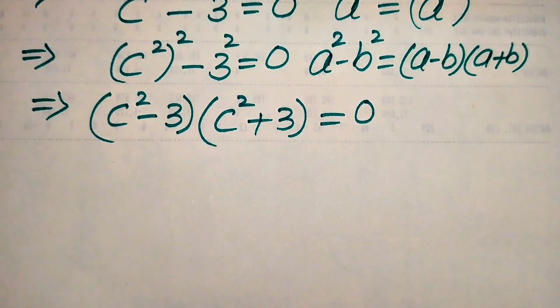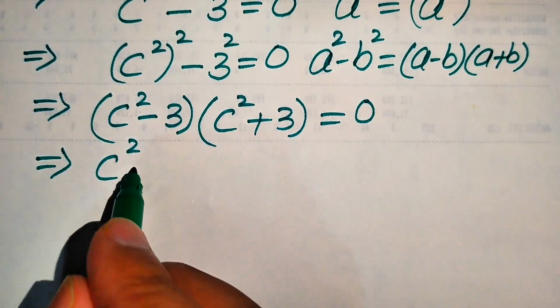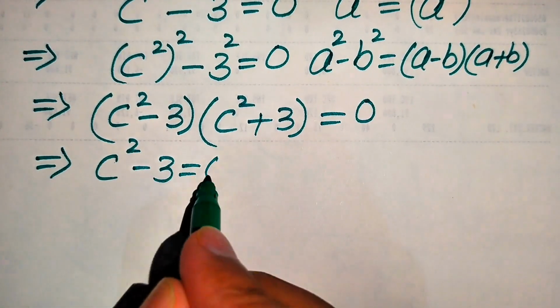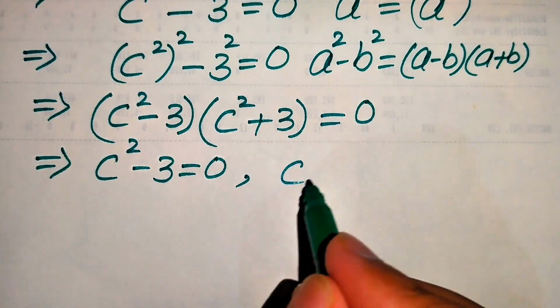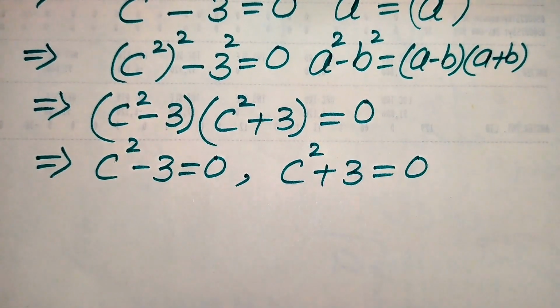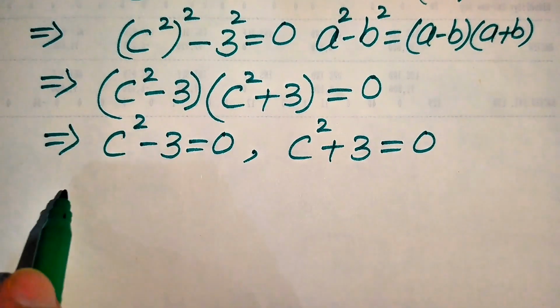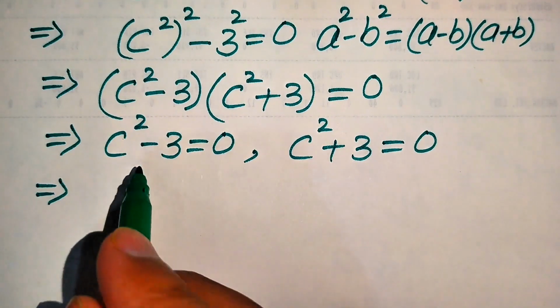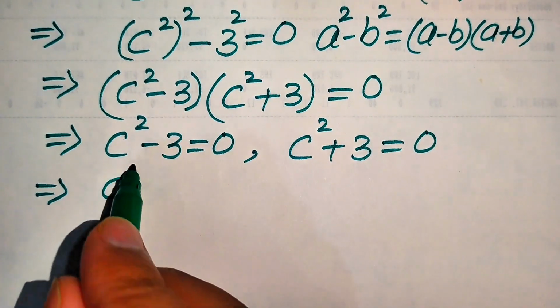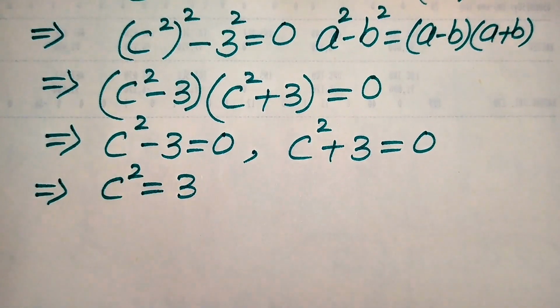And now further in the next step we divide this equation into two cases. The first case is c square minus 3 equals 0, and the second case is c square plus 3 equals 0. In order to find the value of c, first we focus on this case, and we move this minus 3 to the right hand side and we get c square equals 3.